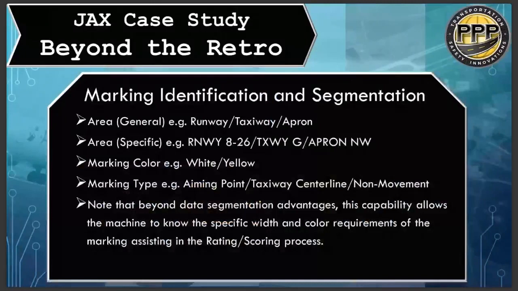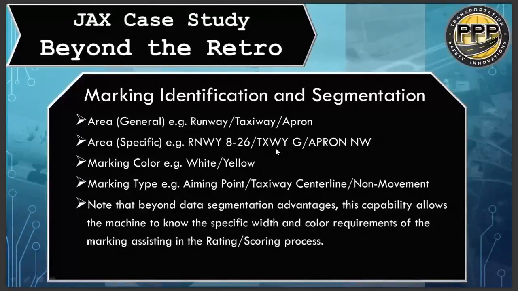So let's look at marking identification and segmentation. In 2018, we had a general area, such as runway, taxiway, or apron, and an area specific, such as runway 8/26, taxiway G, or apron northwest.